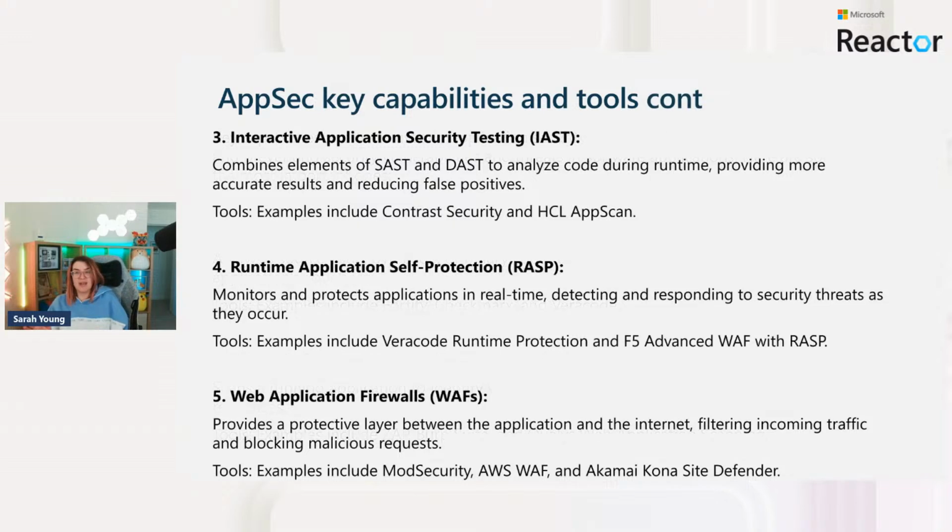Then we have interactive application security testing, or IAST. So that's kind of SAST and DAST. It's looking at code, and it's also doing the inputs. So it's kind of SAST and DAST put together. Contrast Security and HCL do that.